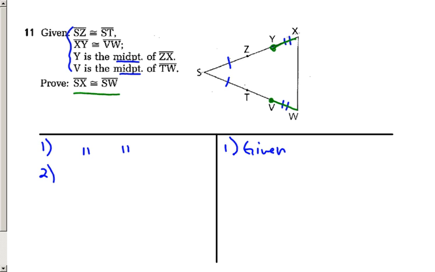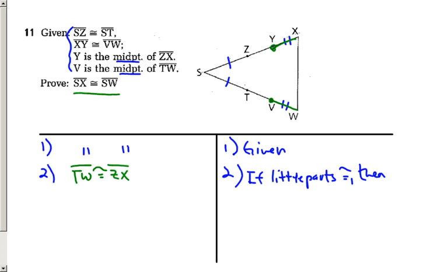I can prove right now that TW is congruent to ZX. All right. You want to pause right now and just try to determine why that's true, you could do that. But TW is going to be congruent to ZX by the multiplication property. So if little parts or small parts are congruent, then like multiples are congruent. Okay? So that proves TW and ZX are congruent.